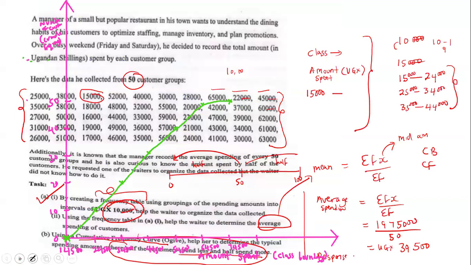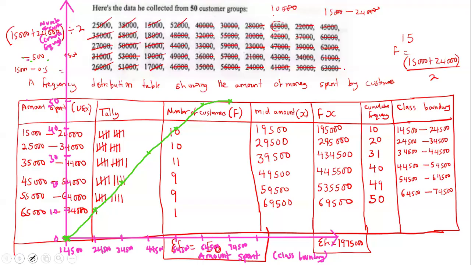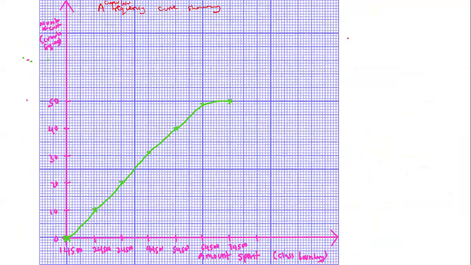we are going to find the median. The first thing is to find the position. So I'm finding the median position. My median position is going to be the summation of f divided by 2. Our f was 50, divided by 2, which gives us the 25th position.